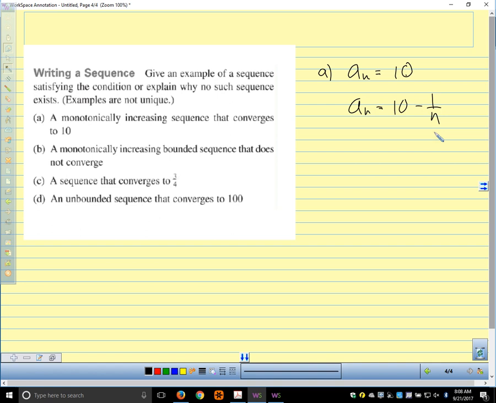Yeah, nice. How about a monotonically increasing bounded sequence that does not converge? What's that, Kira? You can't do that, because the definition of those terms makes it converge. Right. Bounded monotonic sequences converge. So I'm going to say not possible.